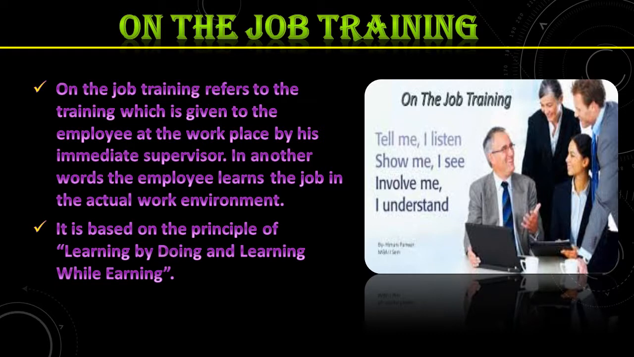So we know that there are two methods of giving training. One is on the job training and the other one is off the job training. Let us see what I mean by on the job training. On the job training refers to the training which is given to the employee at the workplace. That is, the place where he is working itself, the training will be given by his immediate supervisor. In other words, the employee learns the job in the actual work environment.